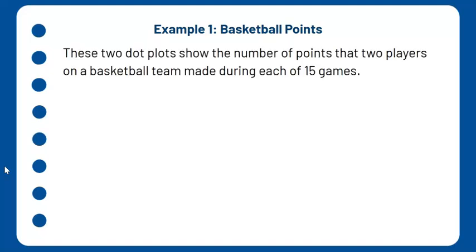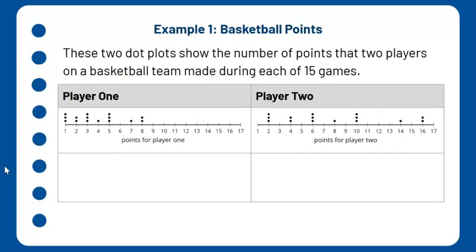Let's take a look at our first example about basketball points. These two dot plots show the number of points that two players on a basketball team made during each of 15 games. Let's look at the dot plots to see what information we can determine. Let's first look at player 1.